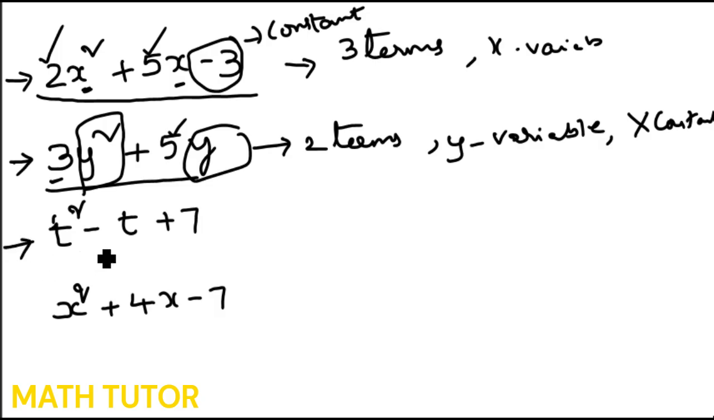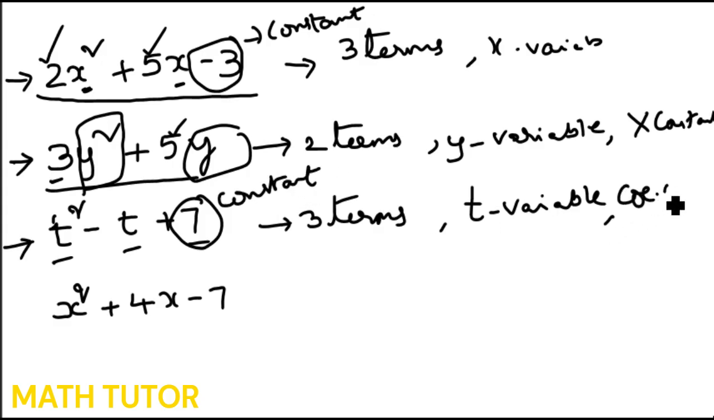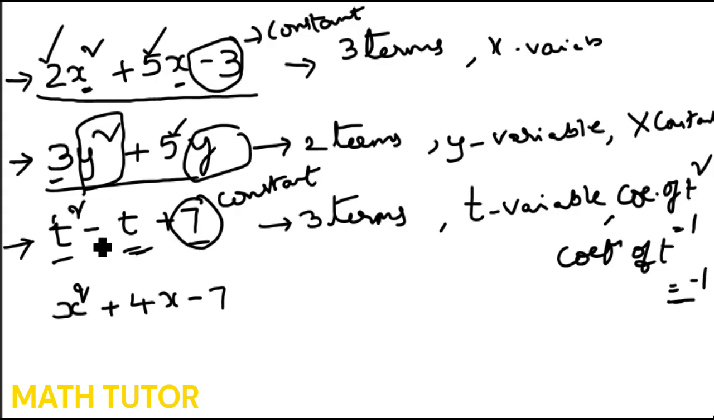Let us go to the next example. T square minus t plus 7. Here how many terms are there? There are 3 terms. And what is the variable here? T is the variable and 7 is the constant. And if anyone asks what is the coefficient of t square, that is 1. Coefficient of t is minus 1.